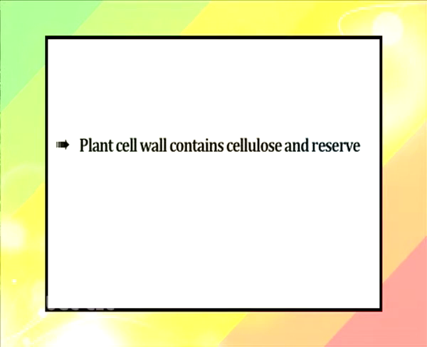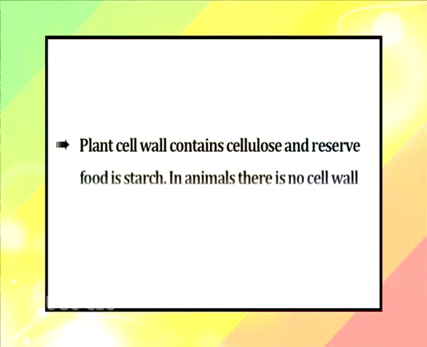The plant cell wall contains cellulose and the reserve food is starch. In animals, there is no cell wall and reserve food is glycogen. So based on these differences, plants like trees, shrubs, herbs, mosses, ferns, etc. are easily identified. However, in many respects, the 2-kingdom classification appears inadequate and hence the 5-kingdom classification came into existence. Now, let us discuss the 5-kingdom classification method in detail.